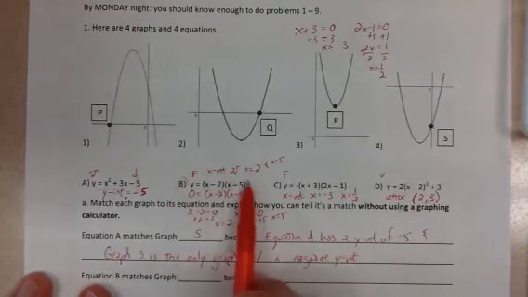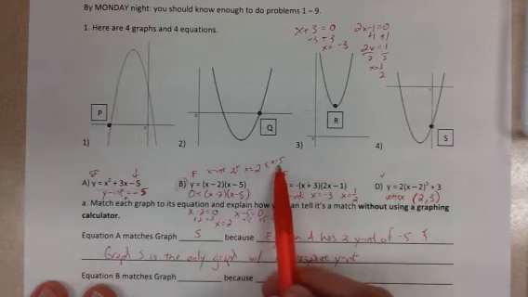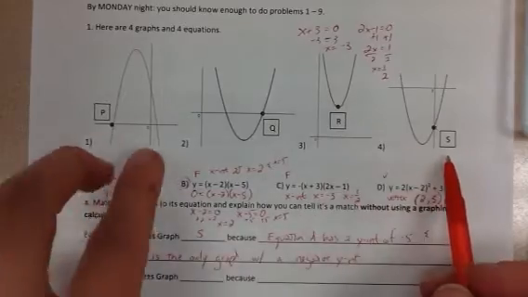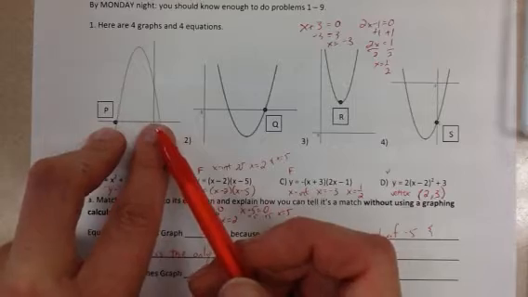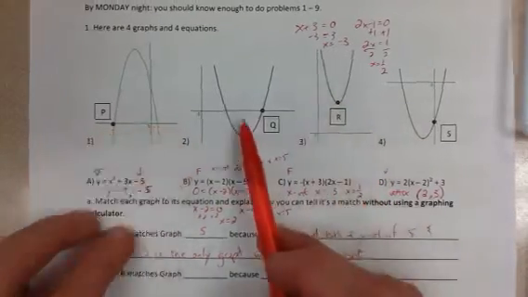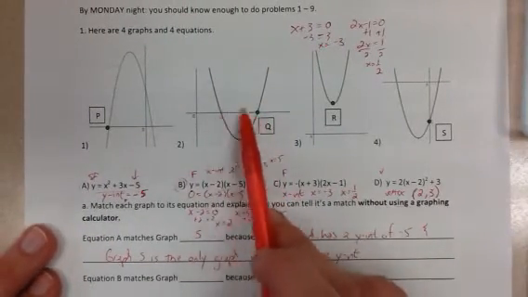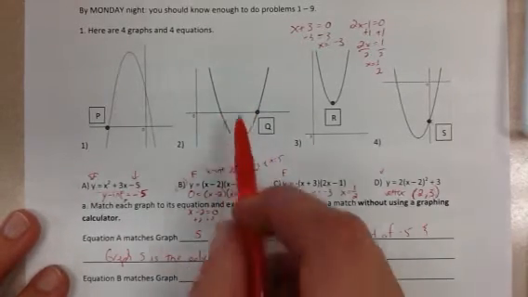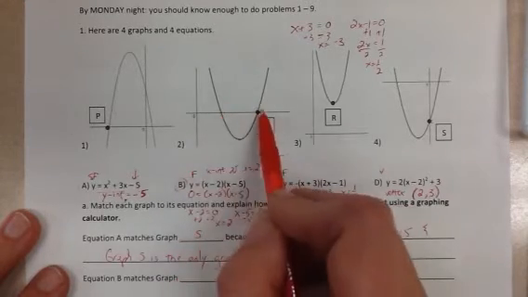So here, for B, I need to find a graph with x-intercepts at +2 and +5. Well, I've already canceled this one out. That's already been matched. This one has x-intercepts at a positive and a negative number, so it can't be that one. This one doesn't have any x-intercepts, right? That's one of those no solutions. So this one has to be it, right? Even though you don't see numbers here, there's enough information to know that this one has to be it, because this is the only one with x-intercepts at +2 and +5.